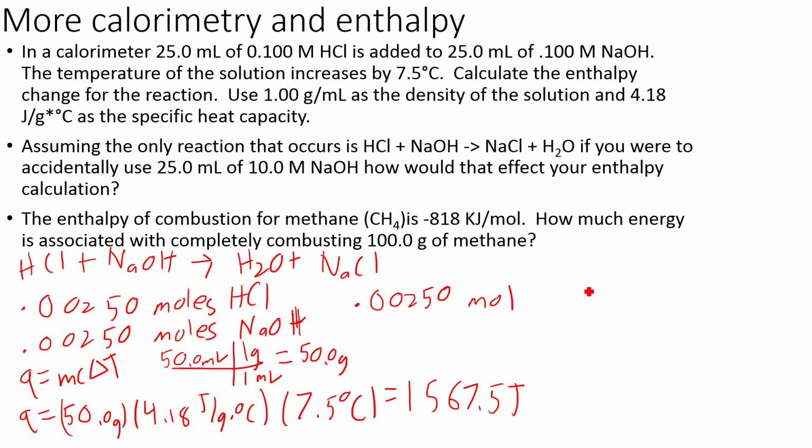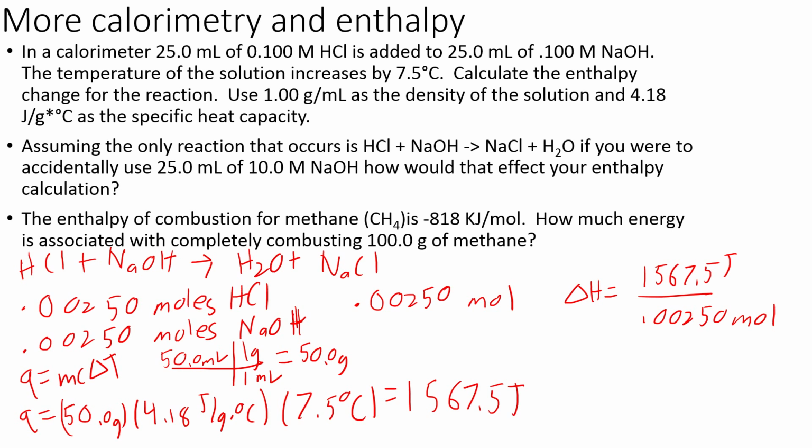So, from here, we now know that delta H is going to be equal to 1,567.5 joules divided by 0.00250 moles. Remember, the idea is we want a generalized enthalpy for this. We want to know what it's going to be for the reaction without worrying about how much material we have. That's how we do this. We find out how many joules per mole there were, or many times how many kilojoules per mole.